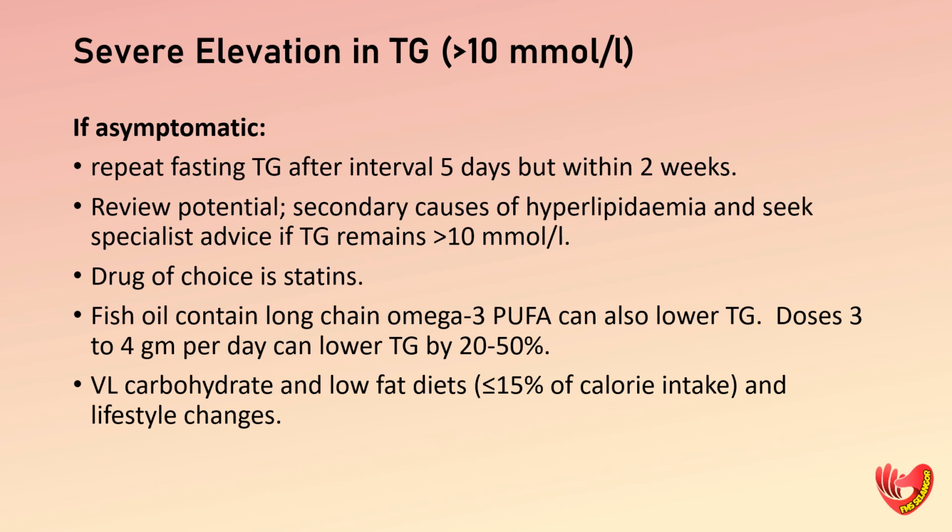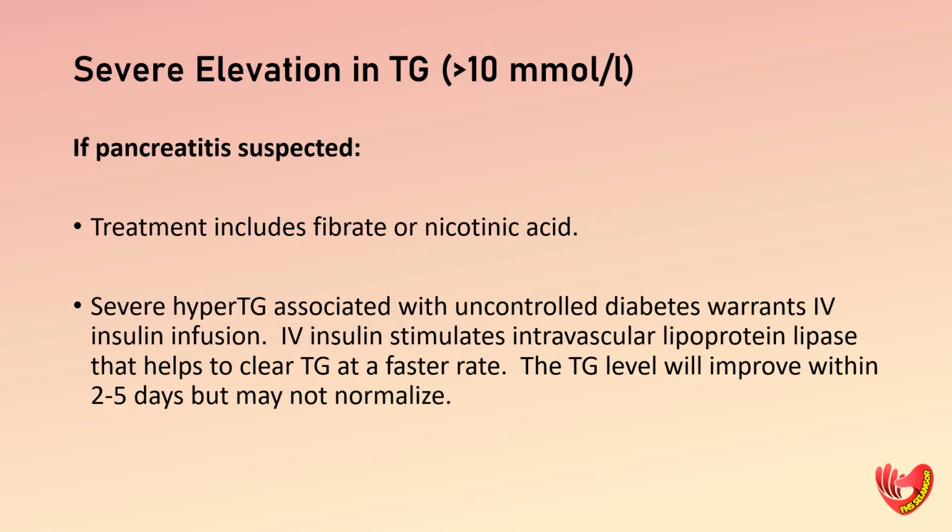If asymptomatic, repeat fasting TG after an interval of 5 days, but within 2 weeks. Review potential secondary causes of hyperlipidemia and seek specialist advice if TG remains greater than 10. Drug of choice is statin. Fish oil contains long-chain omega-3 polyunsaturated fatty acid and can also lower TG. Doses of 3 to 4 g per day can lower TG by 20 to 50%. Very low carbohydrate and low-fat diets of less than or equal to 15% of total calorie intake and lifestyle changes can be part of treatment. If pancreatitis is suspected, treatment includes fibrate or nicotinic acid.